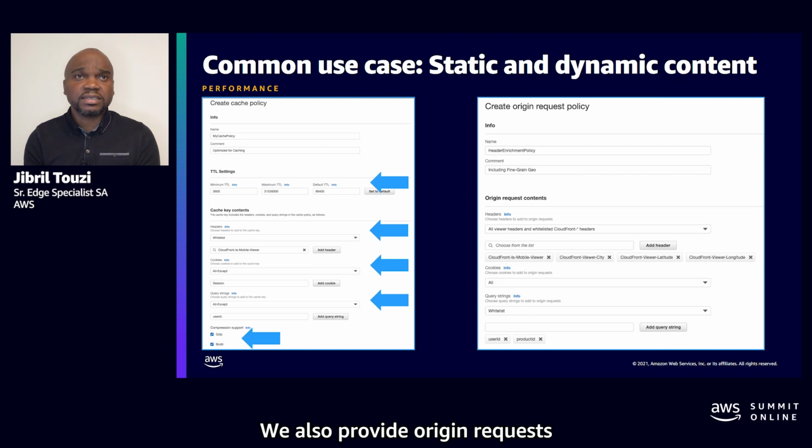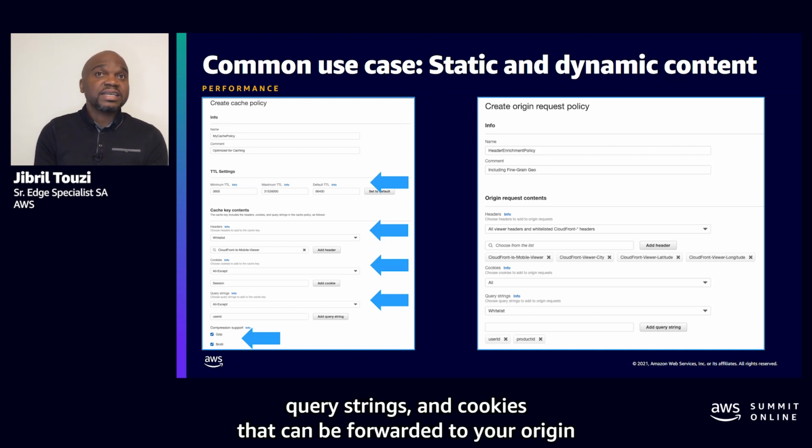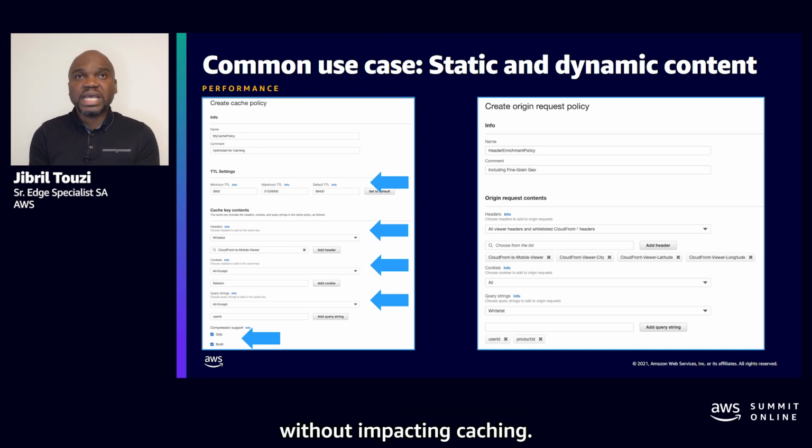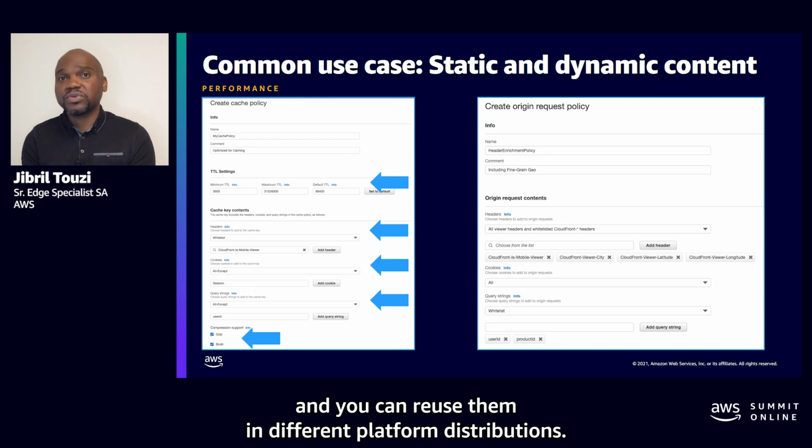We also provide origin request policies that provide a granular control to configure headers, query strings, and cookies that can be forwarded to your origin without impacting caching. Note that these policies can be associated to cache behaviors, and you can reuse them in different CloudFront distributions.